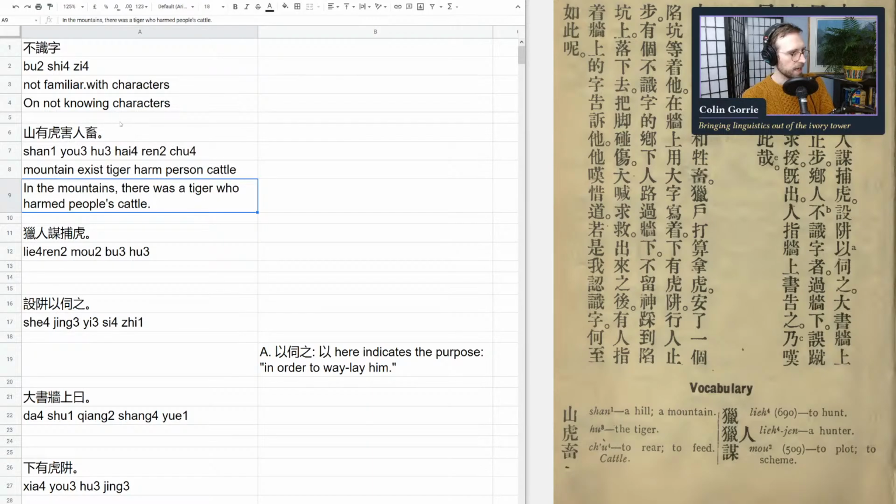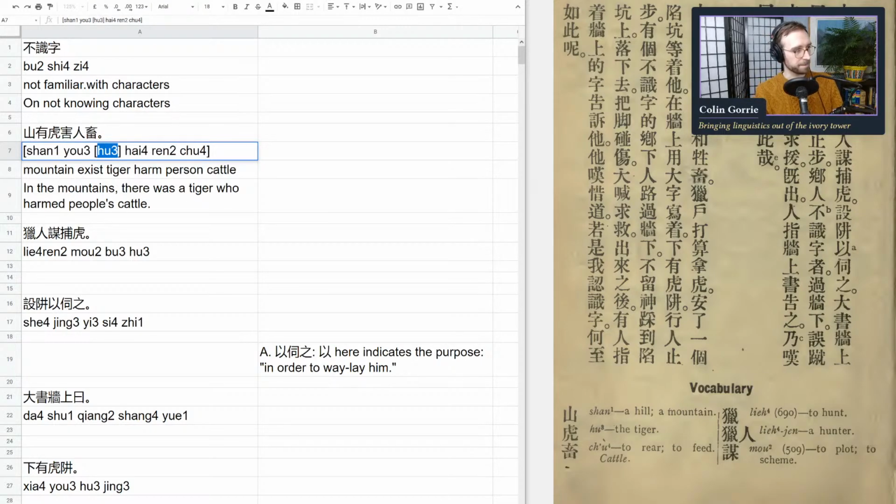And this, I believe, if I'm remembering my terminology right, is something like a pivot construction. I think this is what Pulleyblank calls them. So there is a tiger, and the tiger, so you can sort of see why it's called a pivot. In the mountains, there was a tiger. But also, the tiger is the thing that harms the people's cattle. So this tiger, this noun phrase, is serving in one relationship with respect to the first verb phrase here, and another relationship with respect to the second. So that's why it's called a pivot. I think I'm explaining that more or less correctly. So, and we can translate that with a relative in English.